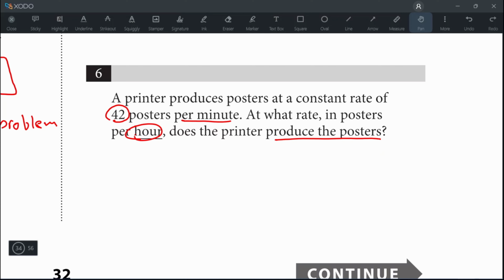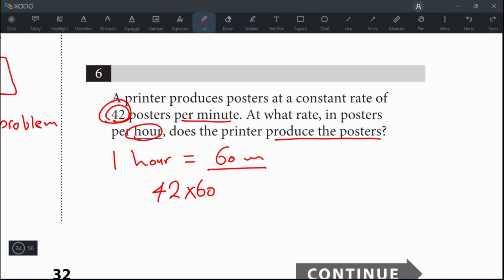So we know that 1 hour has 60 minutes. That means that we should multiply 42 by 60, right? Because in 1 hour we will produce 60 times the number of posters we produced in 1 minute. So we'll multiply 42 by 60.